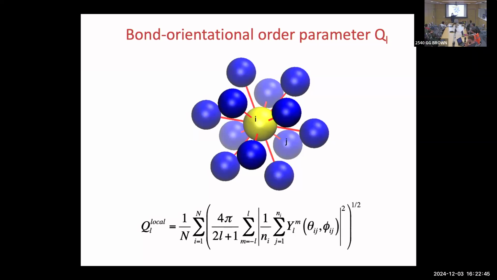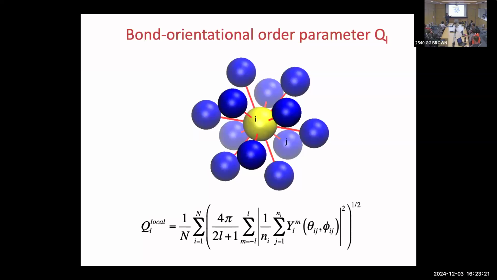Why do I need Y_lm's? Because I want rotational invariance. If I'm in a crystal at this orientation, I still want to be high. So that's why I need to sum over the m's. This sum is over neighbors of i, so it makes sure they're in the correct spherical coordinate positions. And then this one is summed over all particles, so I look at a total Q. And if this Q is large, then I have a relatively crystalline sample.